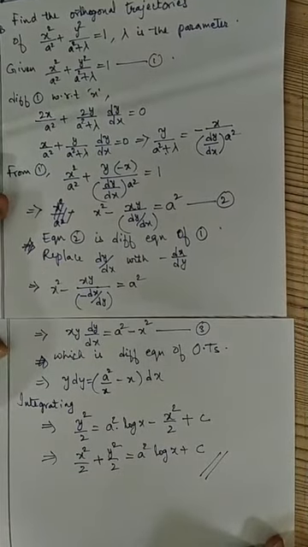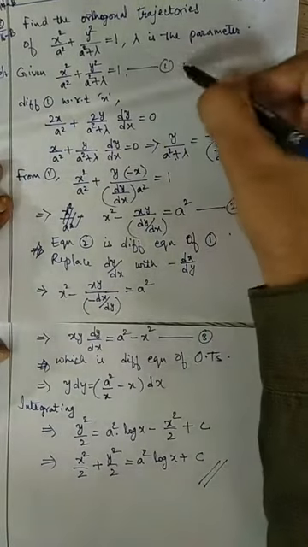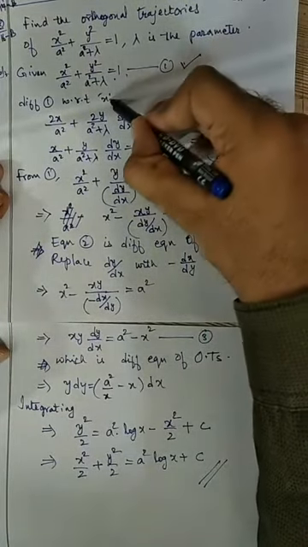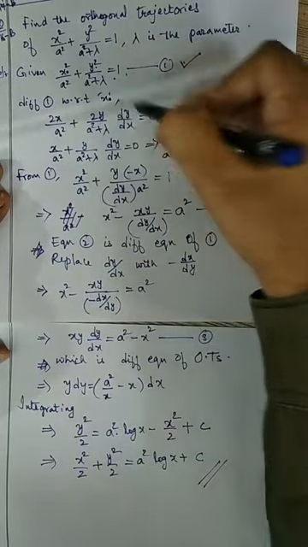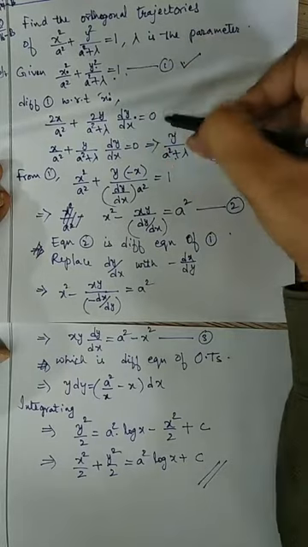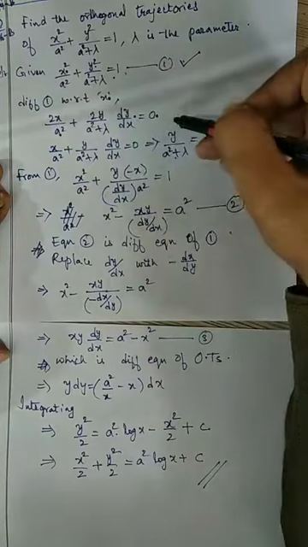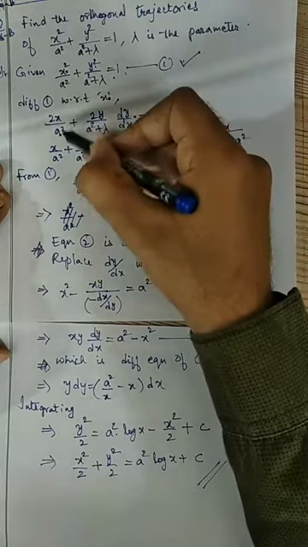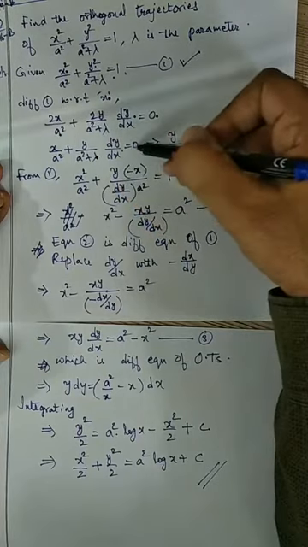Hope you have understood this. I'll explain once again what we have done. This is the given differential equation. We have differentiated with respect to x. So what we'll get? 2x by a square. Here 2y into dy by dx. Derivative of 1 is 0. Now this 2 can be taken out or sent to the right hand side. Then what will remain? x by a square plus y by a square plus lambda into dy by dx equals 0.